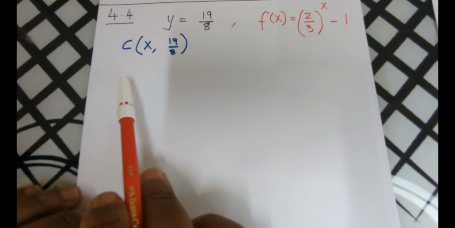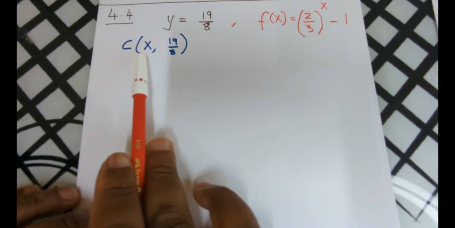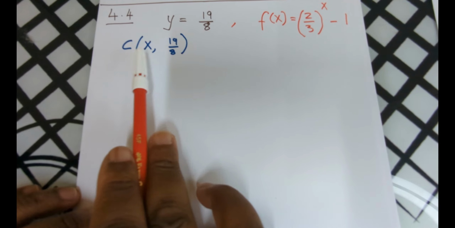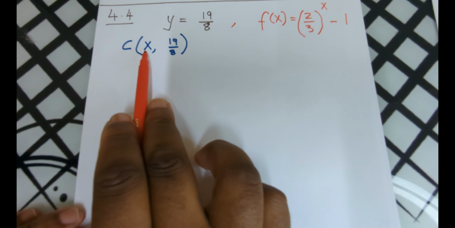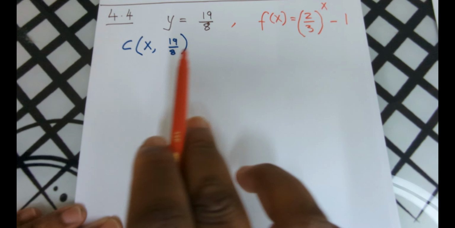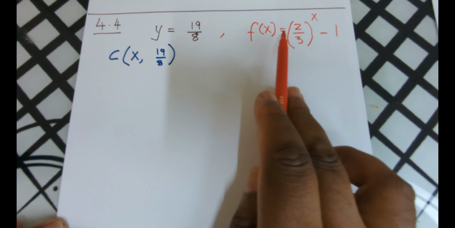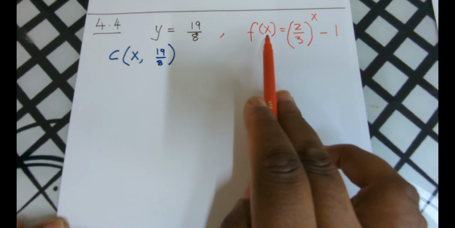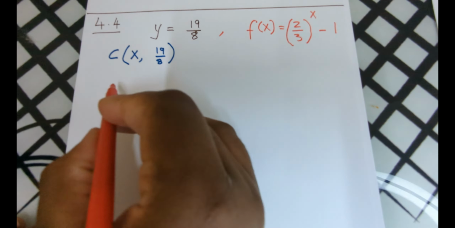Now to answer this question, we first have to find the coordinate of C, which is x and 19/8. So we need to find the value of x first and then reflect this point in the line y is equal to x. So how do we find the x coordinate of point C? By replacing the y value in the function f of x is 2/3 to the power x minus 1. So we replace the y value with 19/8.